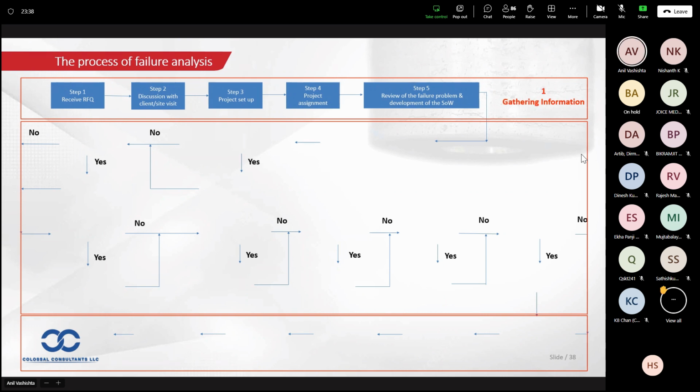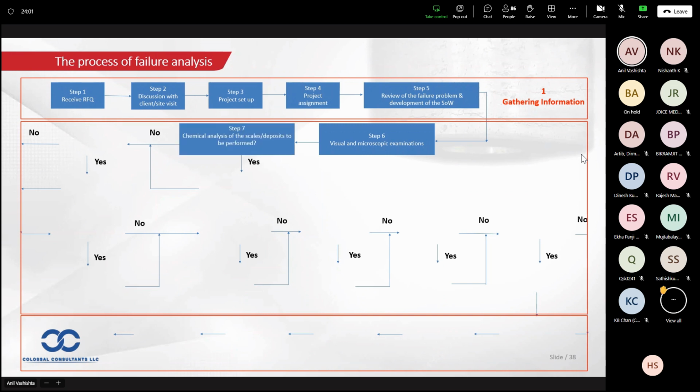So the first 5 steps, 1, 2, 3, 4, 5, are what we call gathering of information. This is the first stage of failure analysis. There are 3 stages of failure analysis. In the second stage, we initially do the visual examination and microscopic examination, and then perform chemical analysis of the deposits. If there are deposits, we do XRD or XRF as required.